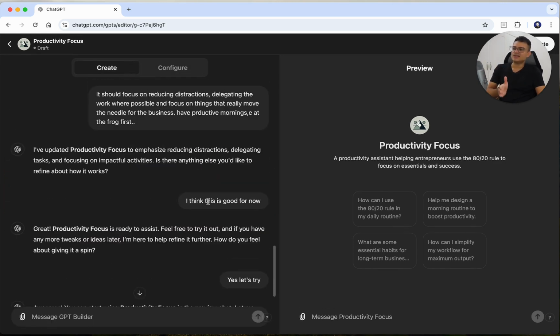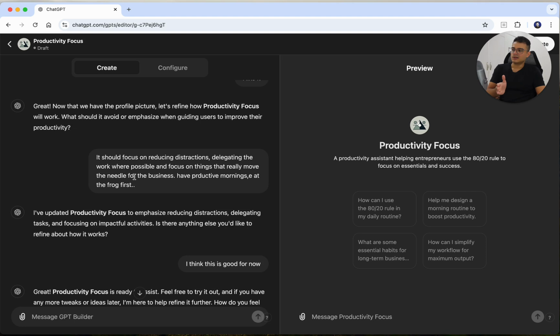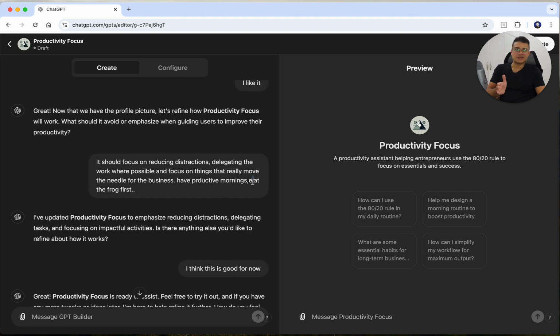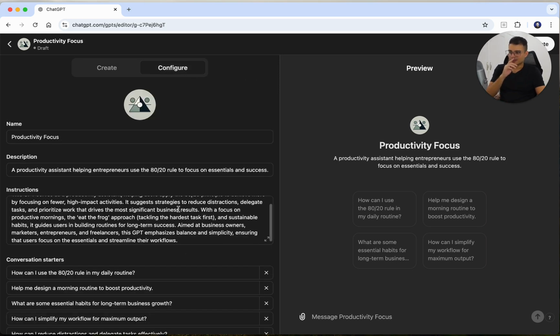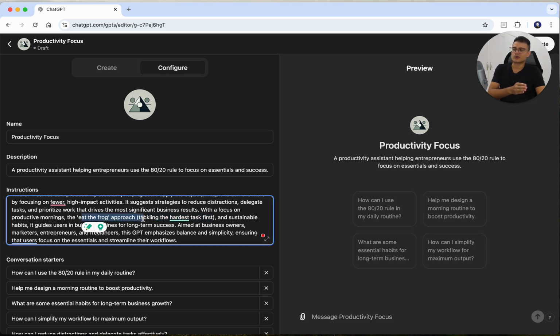So I said, eat the frog, right? I said, eat the frog with a space between the E and A. It's important that this does not matter. So a lot of things do not matter when you prompt. How it's translated, the eat the frog, is very important. It said, tackling the hardest task first, eat the frog approach. So the GPT is smart enough to do that.